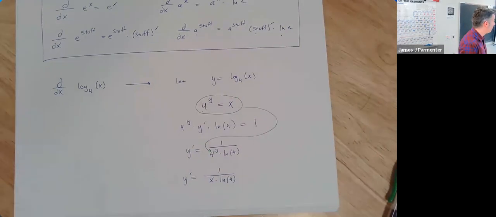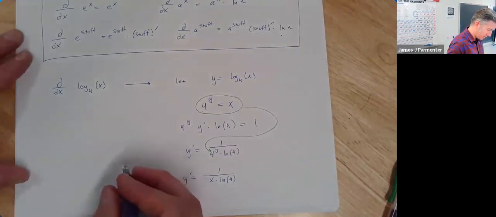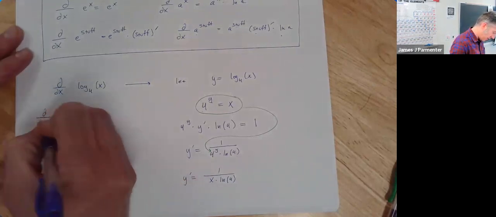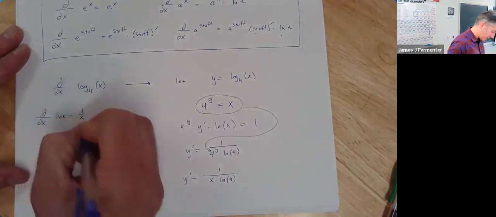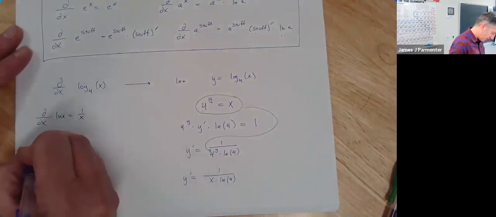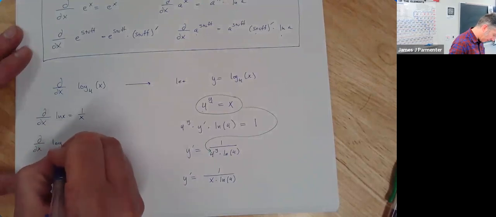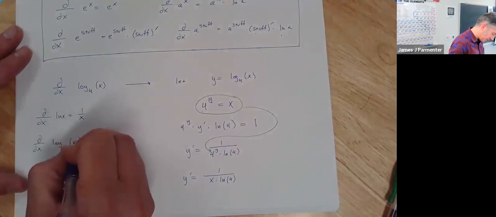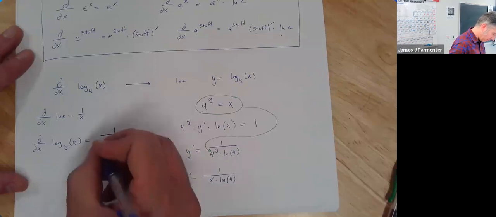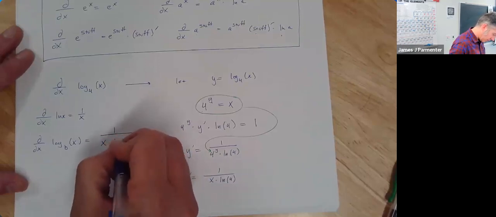So it looks very, very similar to the derivative of the natural log of x. Right? The derivative of ln of x is just 1 over x. The only difference here is that you have an additional division by the natural log of your different base. So here's what I would point out. The derivative of the natural log of x is 1 over x. The derivative of log with a different base, say b of x, is 1 over x natural log of b.